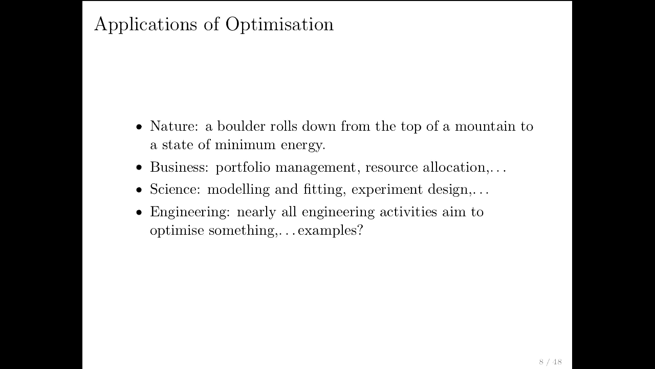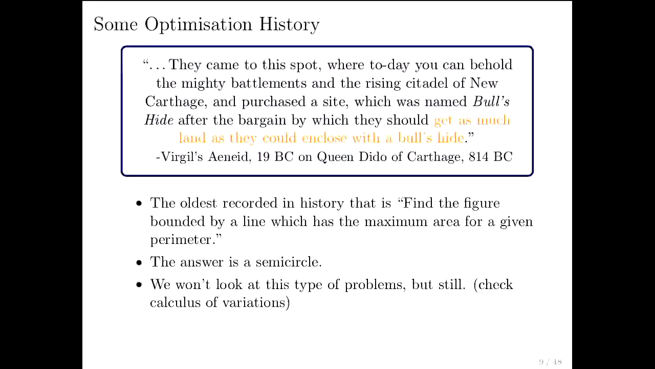Okay, so let's go next. The oldest example of optimization that I could find is stated in 19 before Common Era in Virgil's Aeneid. It was the story of Queen Dido. I think Dido was an exile of Troy. I'm not sure. Well, the story goes like this. So they were kicked out of their home. They had to find a place for a new settlement.